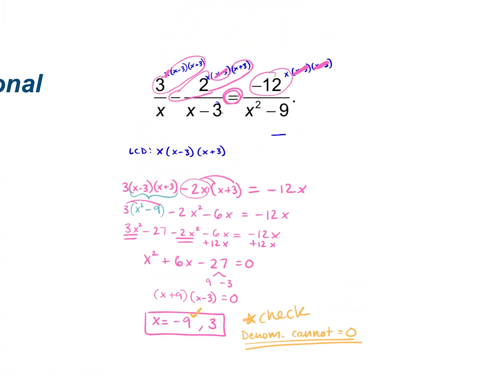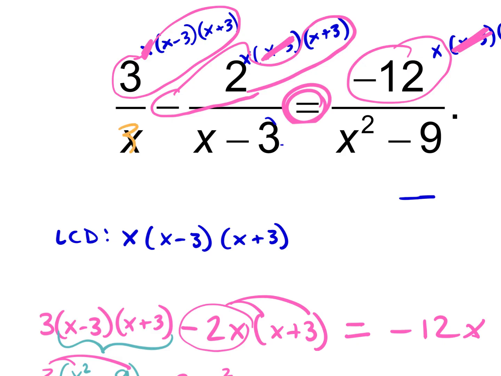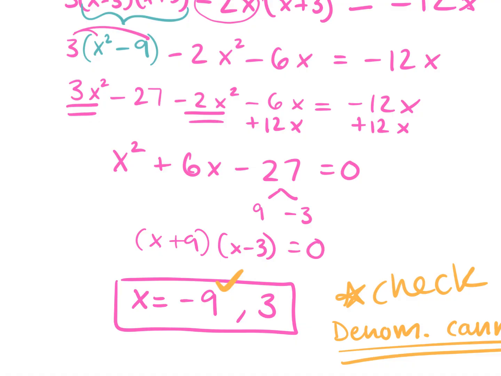Next, let's try 3. When we plug in 3, it works in the first one. We can have 3 in our denominator. What about the second one? What's 3 minus 3? 0. Can my denominator equal 0? No. So 3 does not work. So 3 is not a solution. So here our only answer is x equals -9.